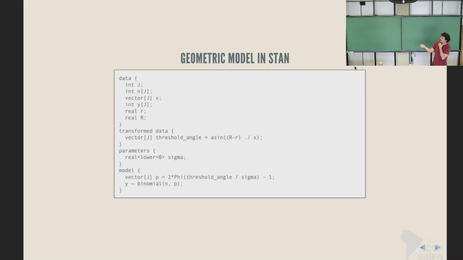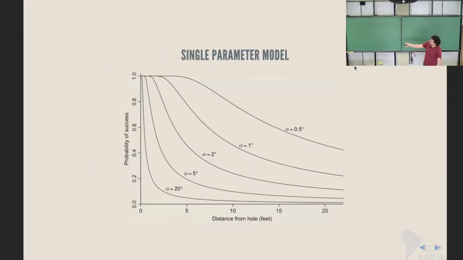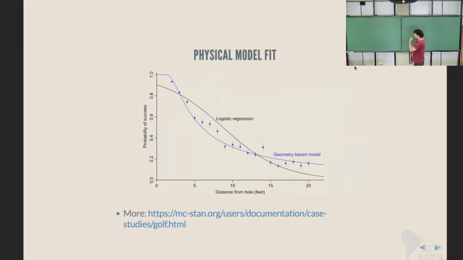There's a bunch of parameter declarations here that is just fluff from the Stan point of view. But it's just a direct translation, right? So the probability P is some cumulative distribution here and some threshold angle, and the only parameter here is sigma, and then a likelihood of hitting the target given this probability that is basically given by these curves here, okay? And then we can see the fit of the geometric model. And it's much better than the binomial model, right? Yes?